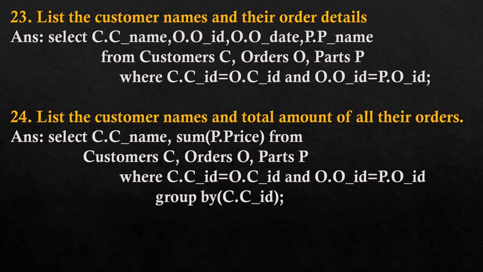That means you have to group it according to the customers so that you can check, like suppose one customer has placed an order for three different parts, then what is the total amount for all these three parts for this particular customer, that you can get through this query. That means for all the customers it will show.